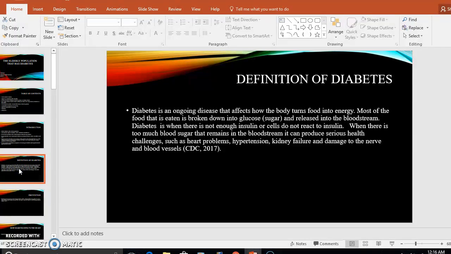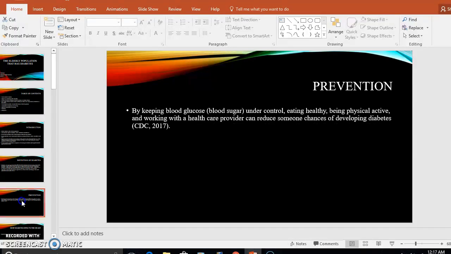Definition of diabetes. Diabetes is an ongoing disease that affects how the body turns food into energy. Prevention. Keeping blood glucose under control by eating healthy, being physically active, and working with a healthcare provider can reduce someone's chances of developing diabetes.